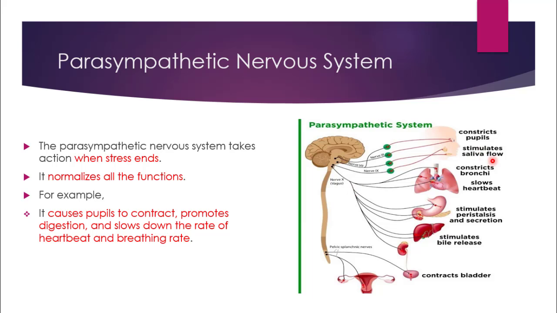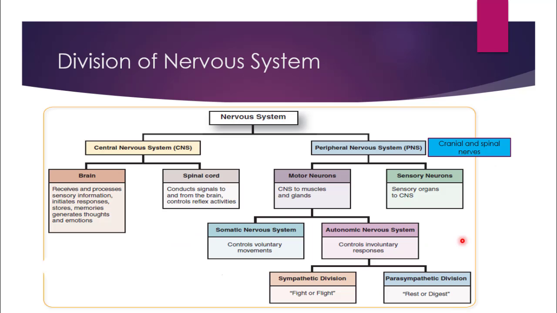It will stimulate the saliva flow. It can contract the bronchi. So these are some of the important functions that are performed by the parasympathetic nervous system. So these are the two important divisions of the autonomic nervous system. Now we will summarize the division of the whole nervous system, that is, how many parts it consists of.